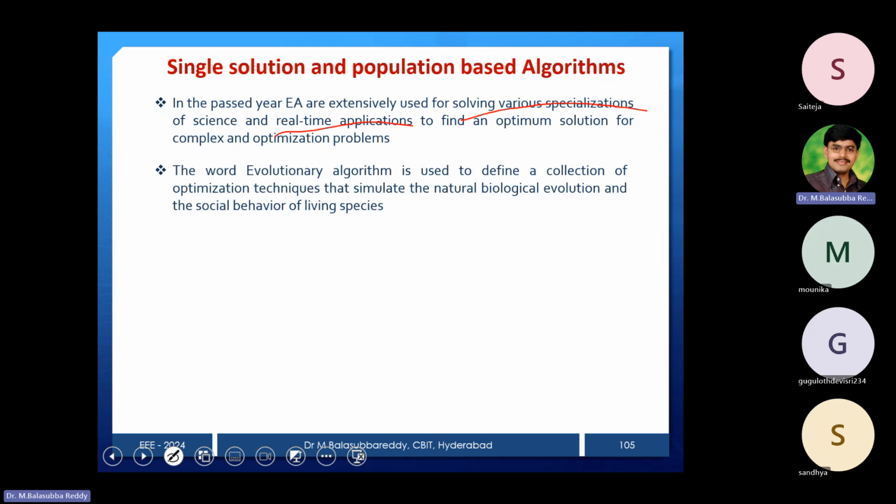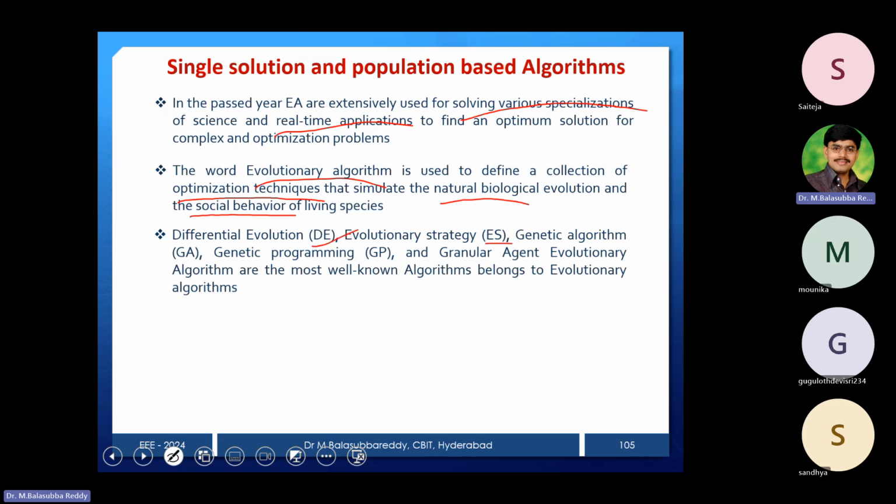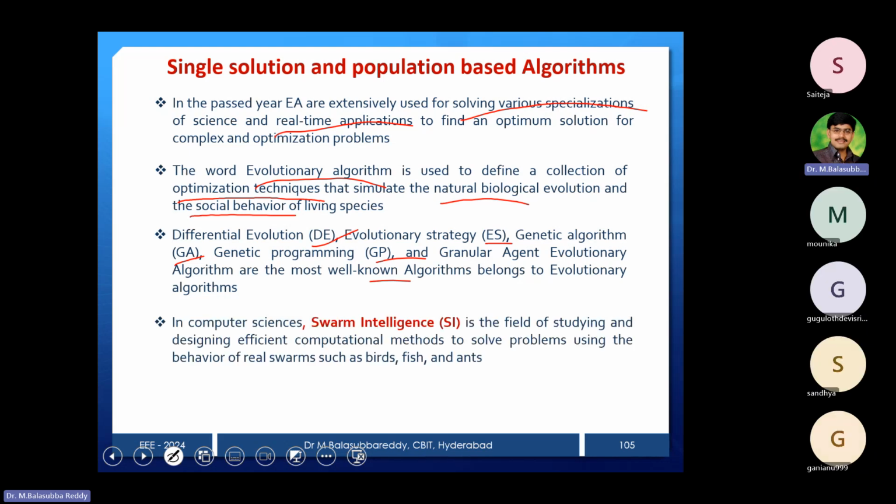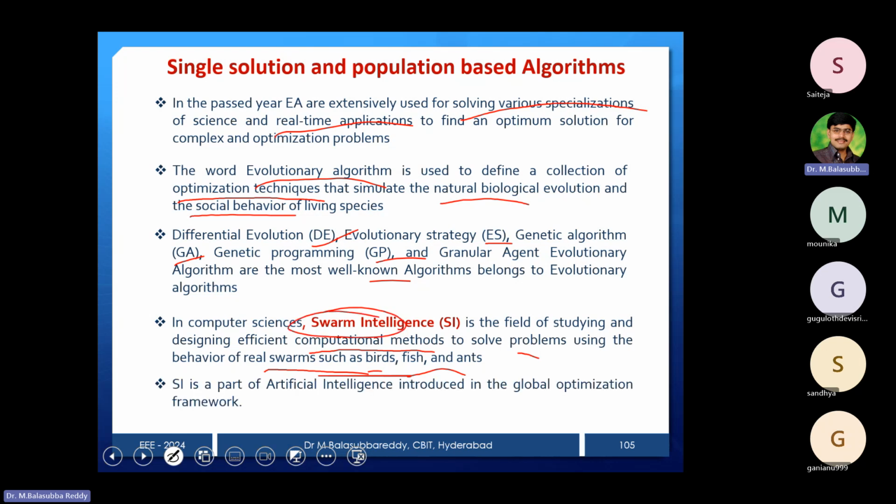The word evolutionary algorithm is used to define a collection of optimization techniques that simulate natural biological evolution and the social behavior of living species. Then DE, ES, and GA, and genetic programming, all these things I already mentioned. And then swarm intelligence is the field of studying and designing effective computational methods to solve problems using the behavior of real-world agents such as fish, birds, and ants, all these things related to the swarm.